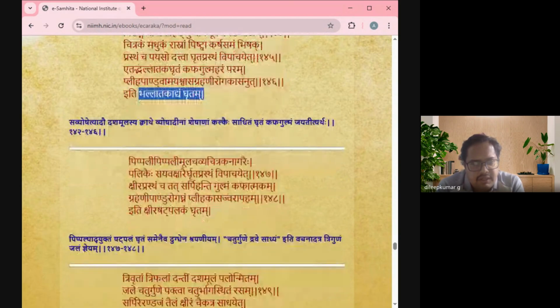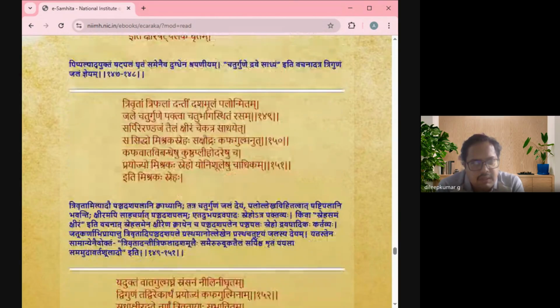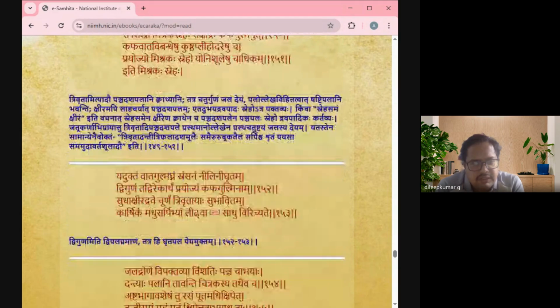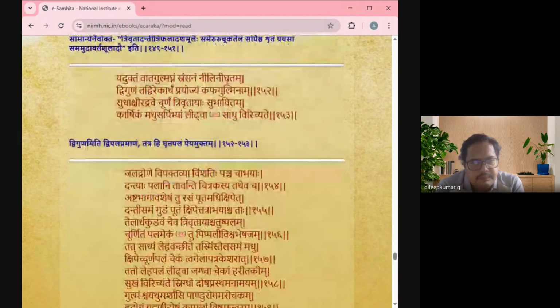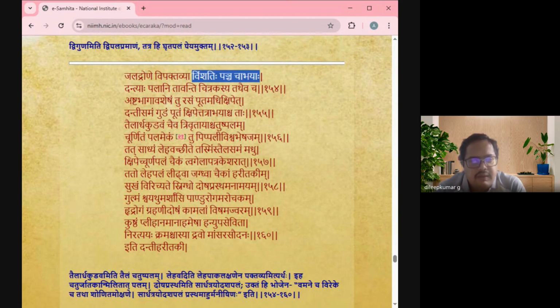Next one is Shira Shatphala Grutam. This is also for Kafaja Gulma. Shira Shatphala Grutam, Mishraka Sneha for Kafaja Gulma. So next comes the Danti Haritaki. If you see Pancha Vimshati Cha Abhayaha, it means only 25 Haritaki are involved in the preparation of Danti Haritaki.